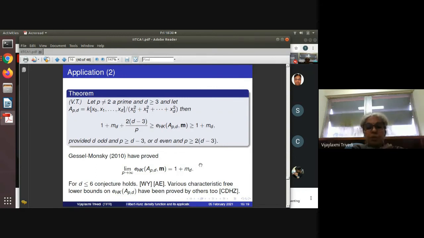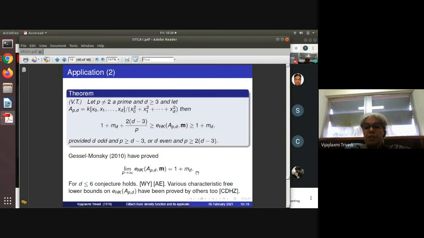So what is happening? This is trying to say that this is the best lower bound you'll have in the class of non-regular rings. It's because you can always find some number closer to this number. So for d less than or equal to 6, it was proved, as I mentioned earlier, by Aberbach and Enescu, and Watanabe-Yoshida.